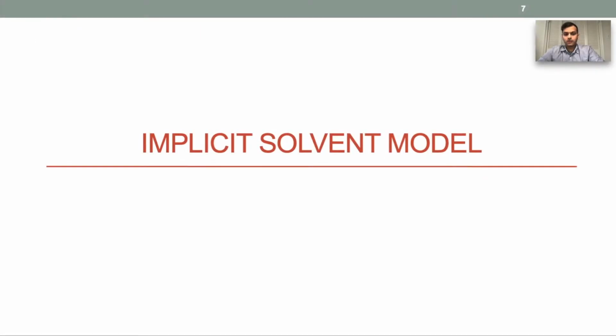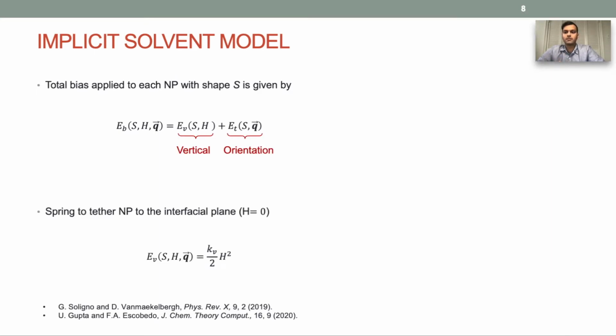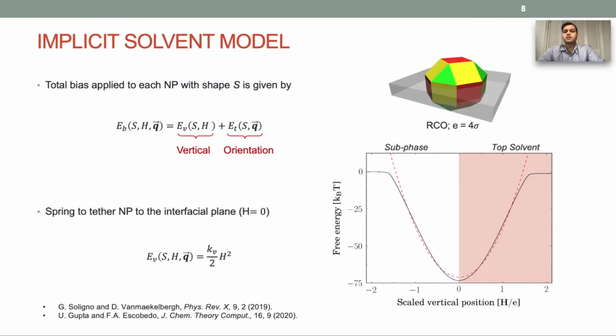Now I'll give a quick overview of the model. To a first approximation, the effect of an interface on a nanoparticle can be broken down linearly into contributions from the vertical position and the orientation characteristics. The vertical bias can be reproduced by tethering a spring to the nanoparticle's vertical position, h. The resulting parabolic fit is seen as the dotted red line. The scaling parameter kV is a measure of the depth of the free energy well. Along the same lines, for the orientation bias, we need a basis function to define the potential. In other words, an orientation analog of h.